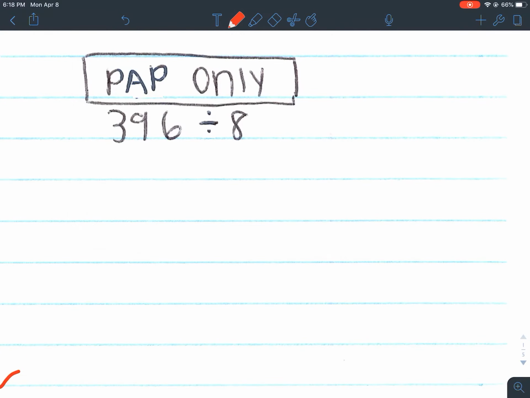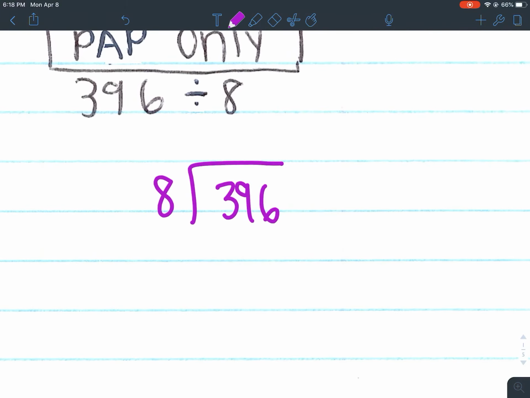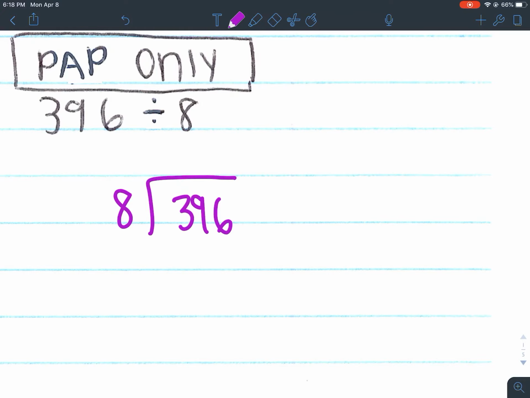Since you are in pre-AP, we do it with remainders. So let's go ahead and do this. 396 divided by 8. Okay? Remember the dividend goes in the house. And then the first thing you ask yourself is, can 8 go into 3? And you say no. So you can put a 0 there if you'd like, but I'm not going to. Then I go, okay, I'm moving on. How many times does 8 go into 39? So if I do 39 divided by 8, the most it's going to go in is 4 times, which is, let's see, 8 times 4 is 32.